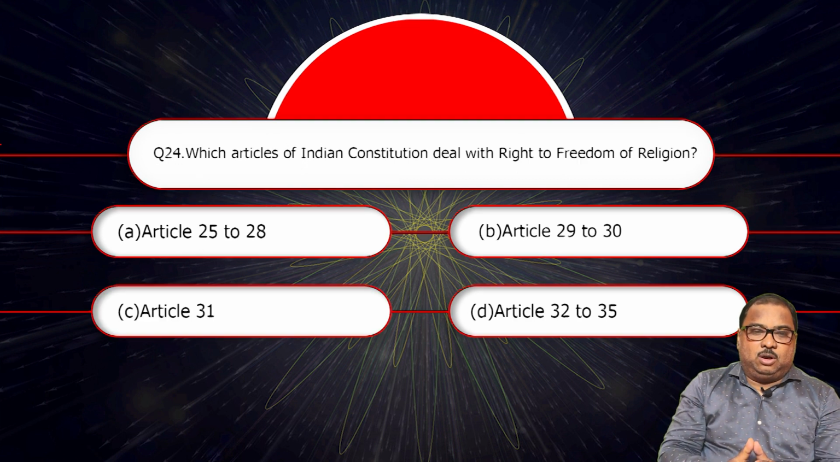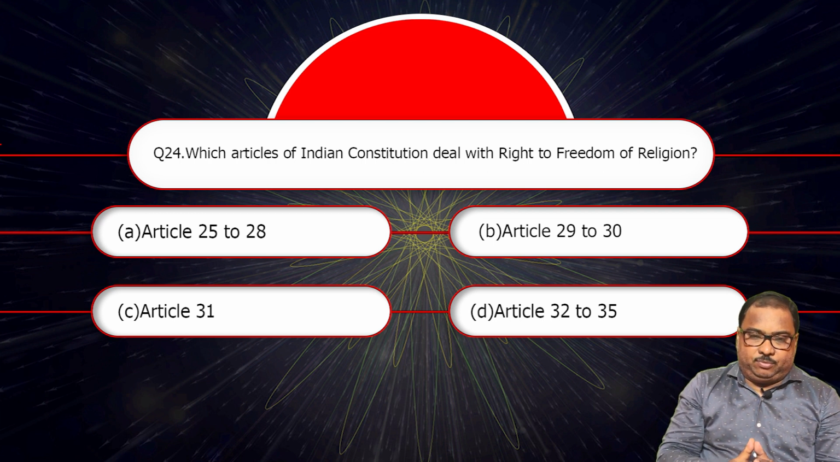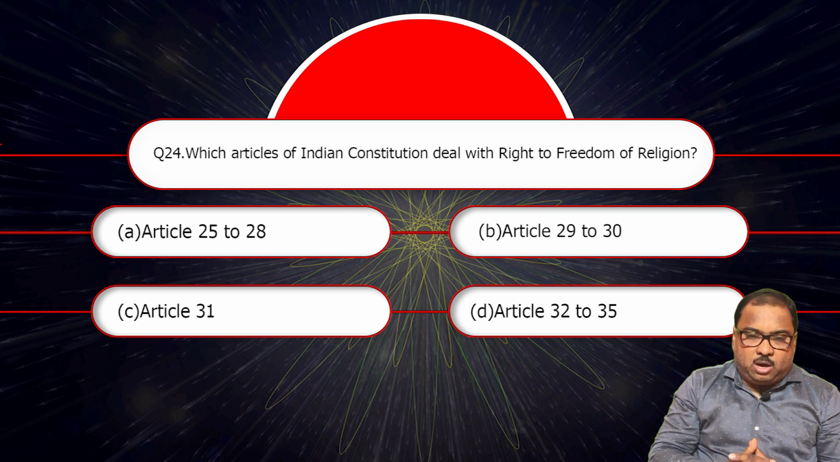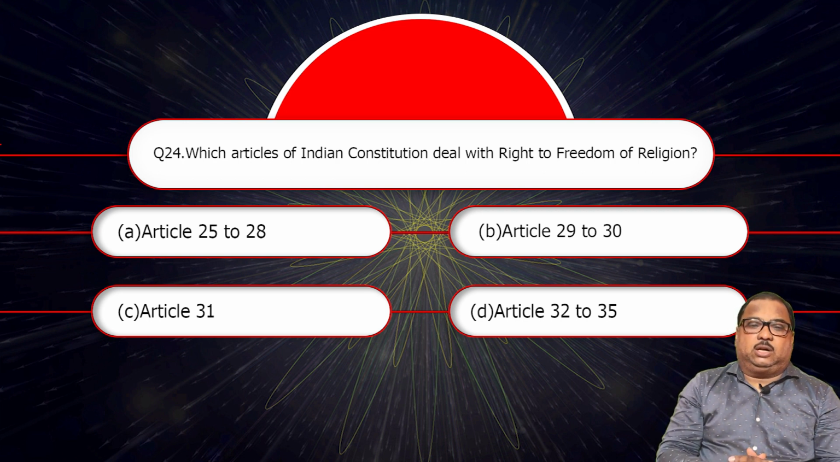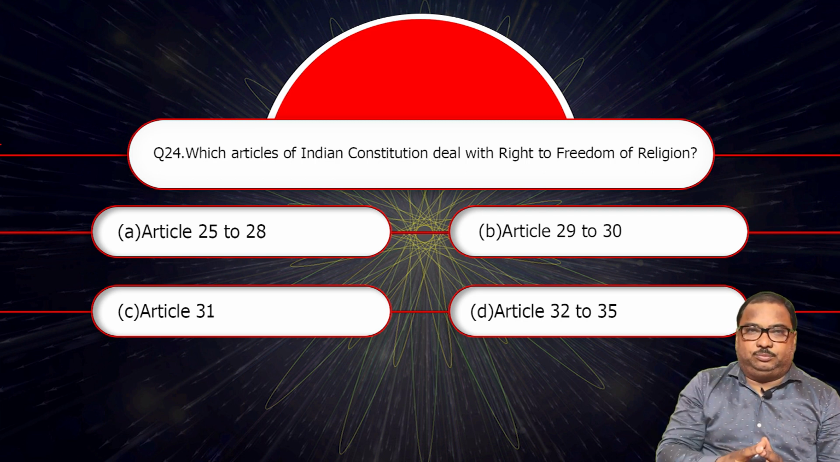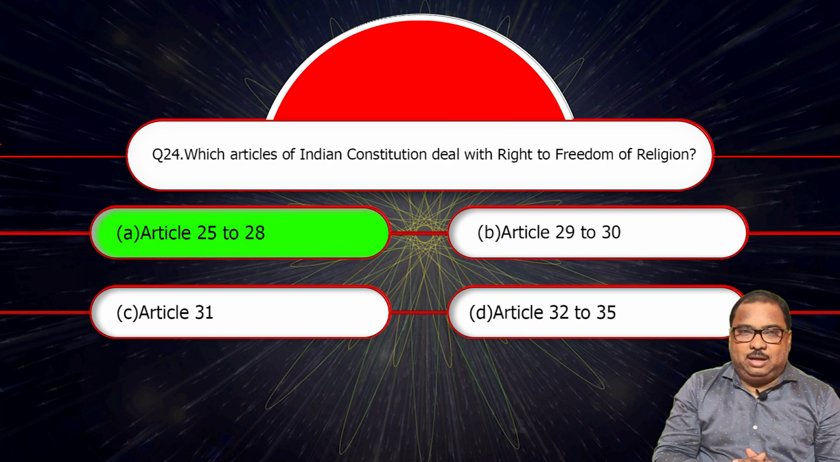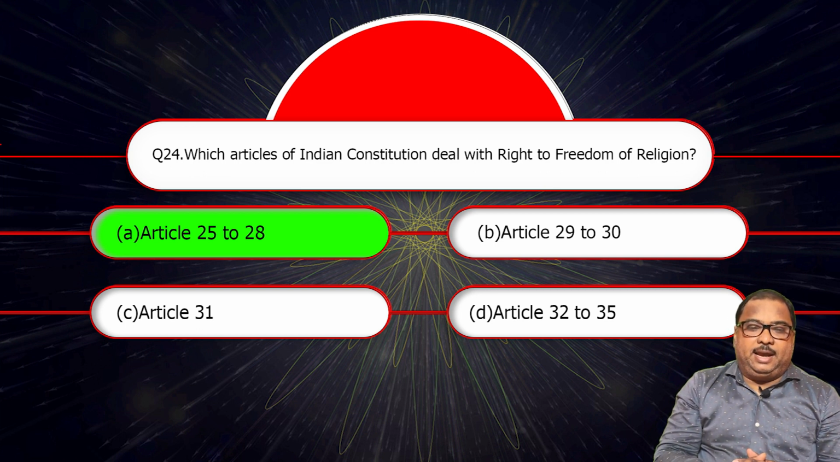Next question. Which articles of Indian Constitution deal with right to freedom of religion? Options are option A, Article 25 to 28, option B, Article 29 to 30, option C, Article 31, option D, Article 32. Your time starts now. And the correct answer is option A, Article 25 to 28.